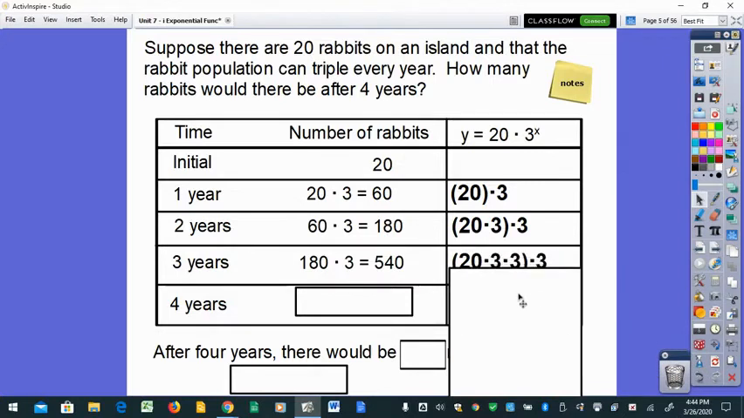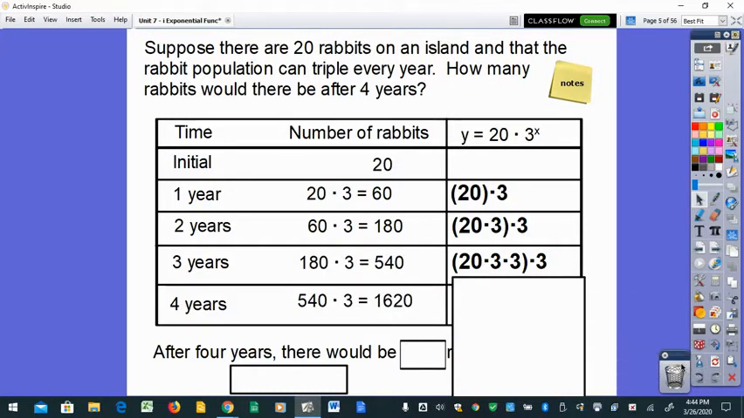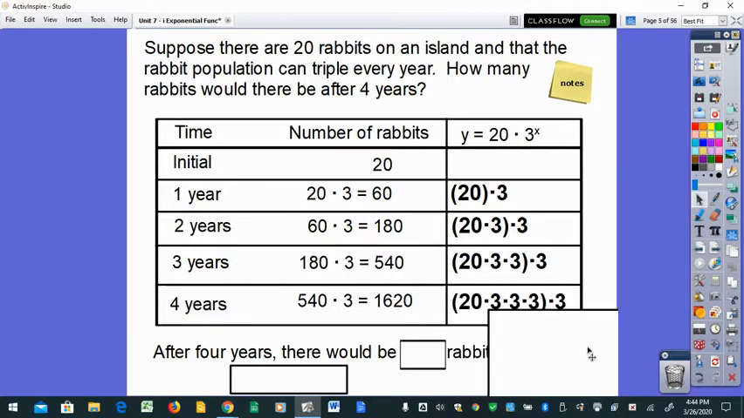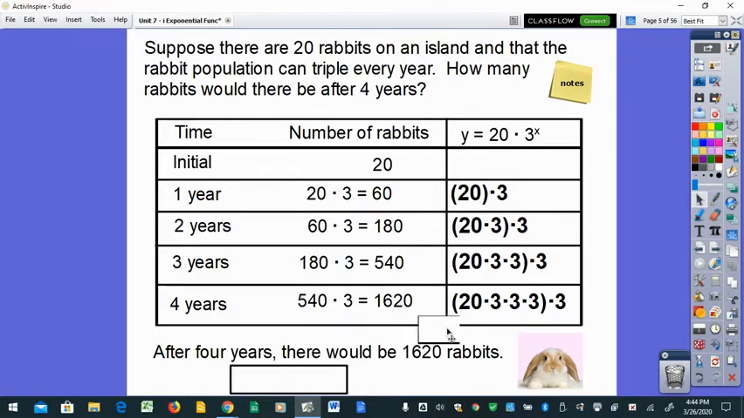And if we write it out as an expression here, you'll see there's the 20 times 3 times 3. There was after 2 years, and now after 3. And then if we go to 4 years, we'd be up to 1,620. And we would have multiplied that initial population by 4 factors of 3. And there would end up being 1,620 rabbits.